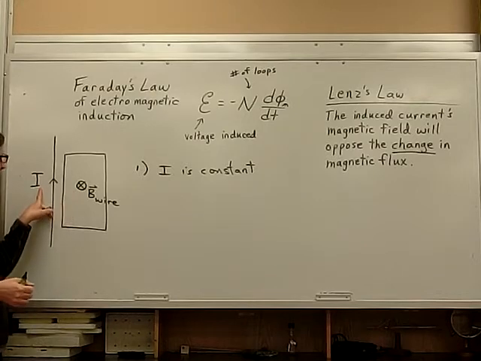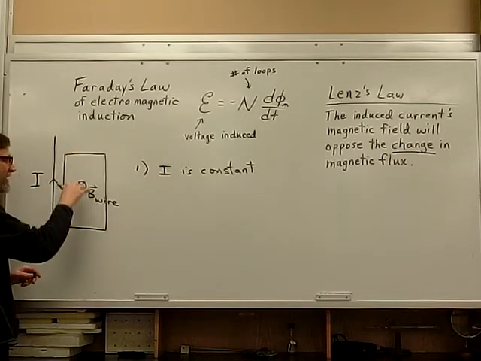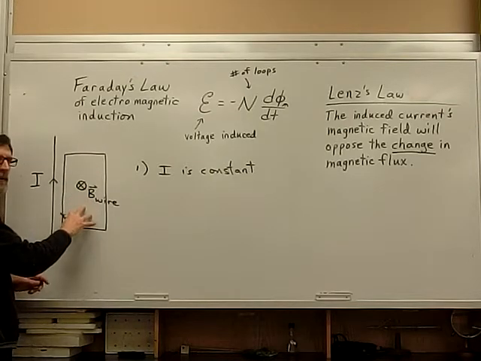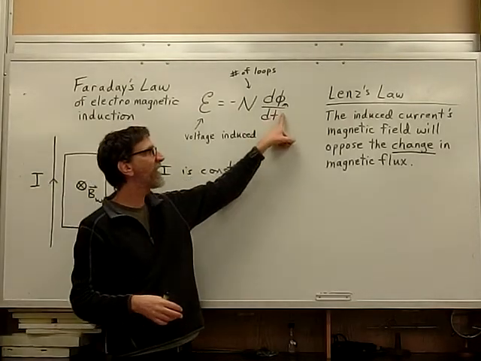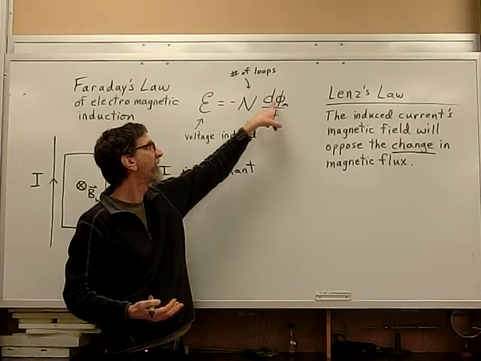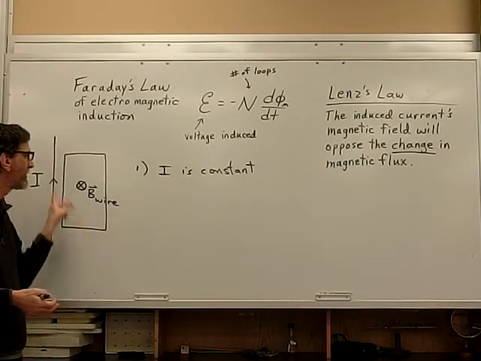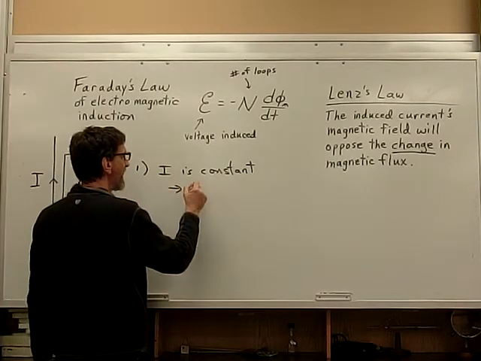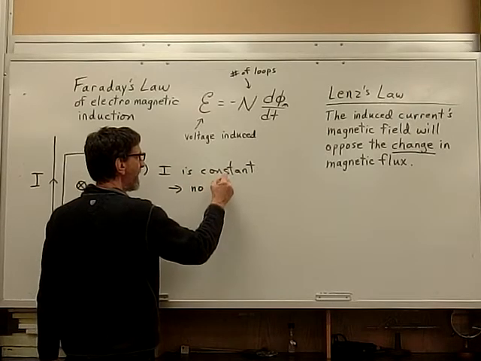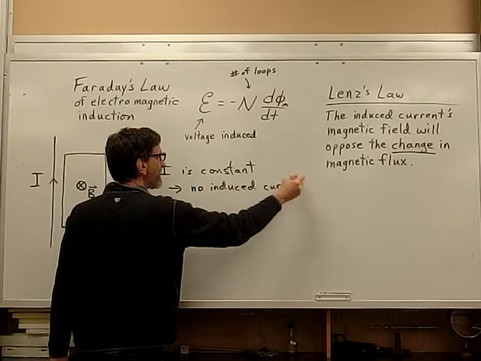But because this current is constant, that magnetic field is constant. So you have a constant number of field lines passing through this loop. That means there's no change in the magnetic flux. You have a constant magnetic flux. If there's no change in flux, there's no voltage induced and no current flows in the loop. So we could say no induced current. So that's a simple case.